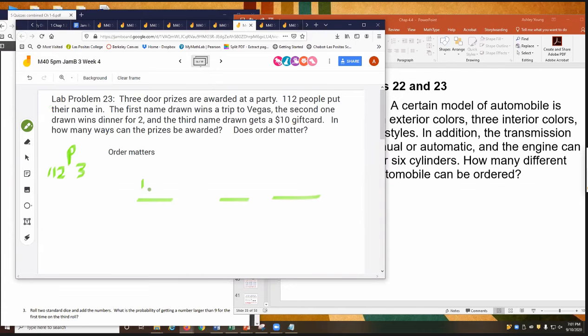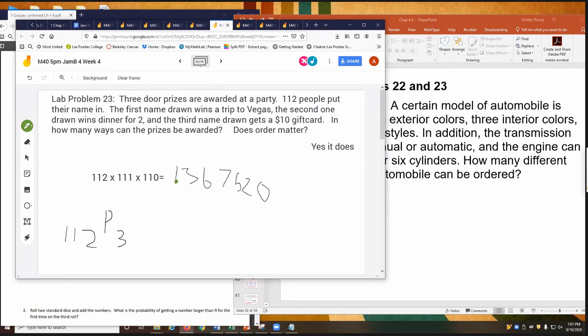112. Now, once you get drawn, you cannot get drawn again. So how many options for the second choice? 111. And the third choice? 110. Good. And you're going to multiply these together. That's it. All good. I think someone had the answer. This looks like the answer there.